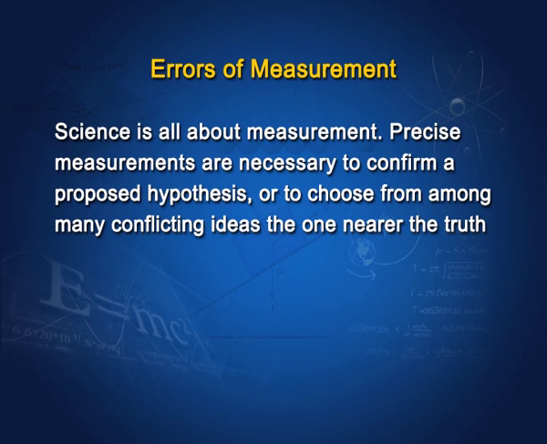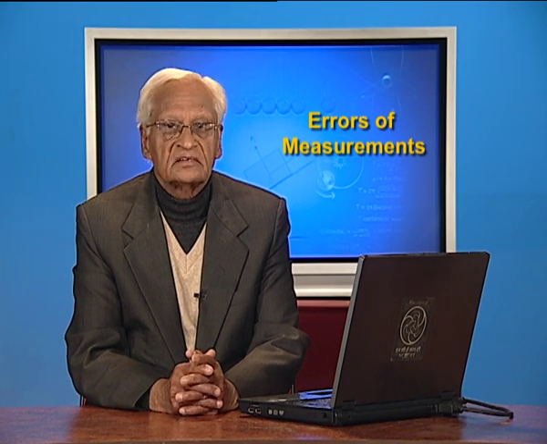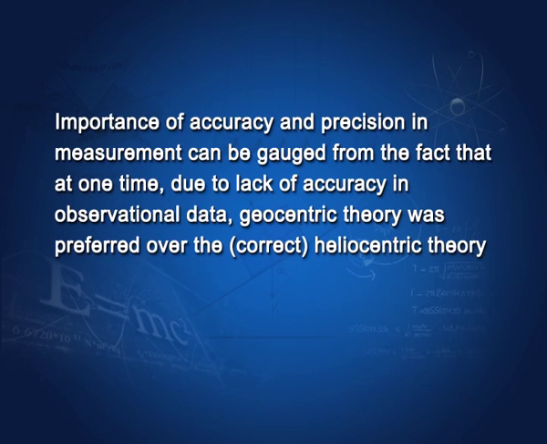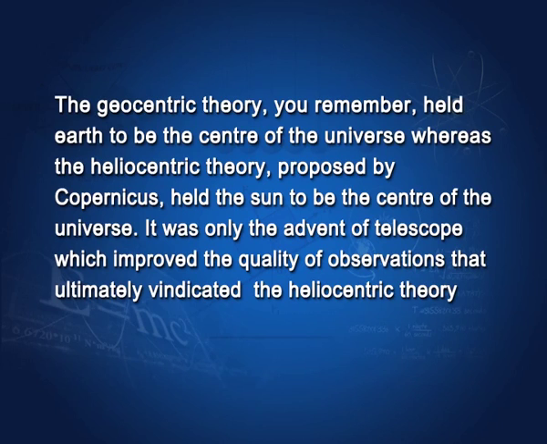is nearer the truth. Importance of accuracy and precision in measurement can be gauged from the fact that at one time, due to lack of accuracy in observational data, geocentric theory was preferred over the heliocentric theory, whereas heliocentric theory was the correct one. The geocentric theory, you remember, held Earth to be the center of the universe, whereas heliocentric theory proposed by Copernicus held the sun to be the center of the universe. It was only the advent of telescope which improved the quality of observations that ultimately vindicated the correct heliocentric theory.